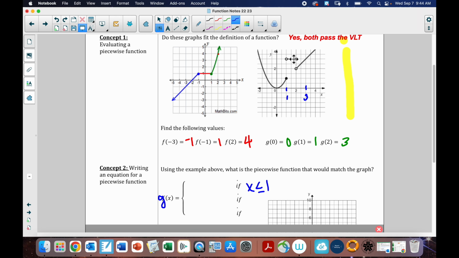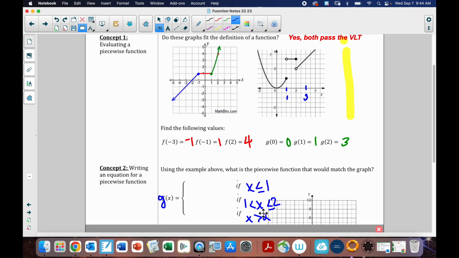The next piece is right here. It's between 1 and 2. So between 1 and 2 means 1 is on the lower side, 2 is on the upper side. The 1 does not have an equal to with it, but the 2 does have an equal to with it. So this expression, 1 is less than x is less than or equal to 2, represents the area where this one is, the interval where this one is. And then the last one is from here, it's from 2 on. So if x is greater than 2. So those are the 3 parts.